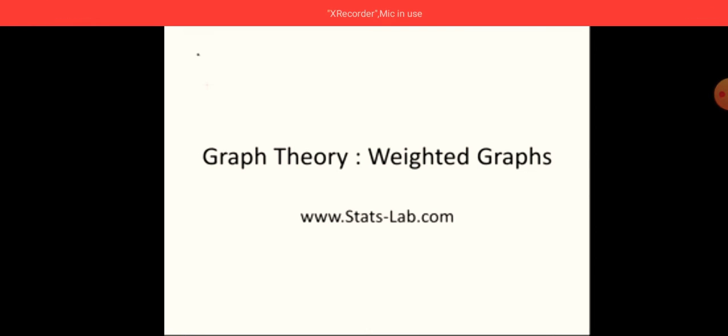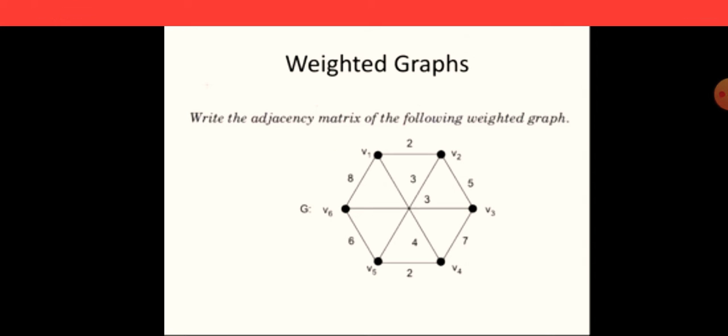In this presentation, we are going to look at weighted graphs as part of our graph theory series. In particular, we are going to write the adjacency matrix for the following weighted graph. We have 6 vertices, and they all have degree 3. So we're going to write out the adjacency matrix for these.